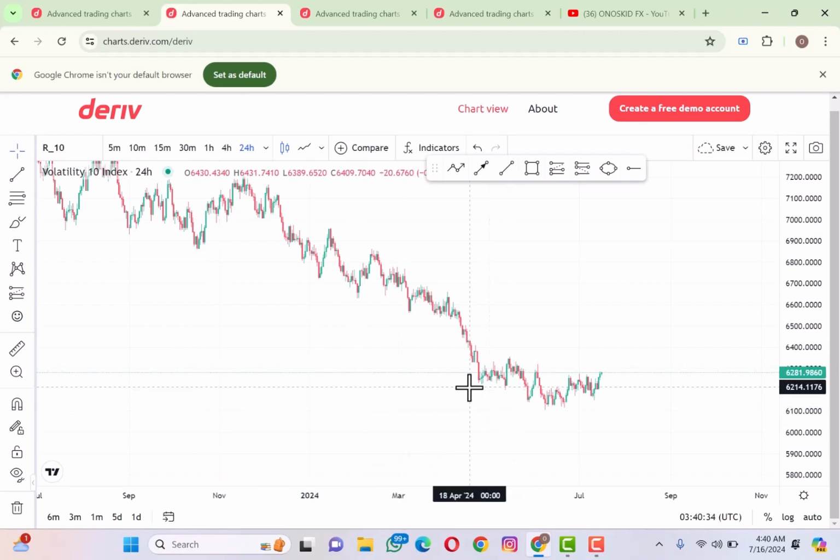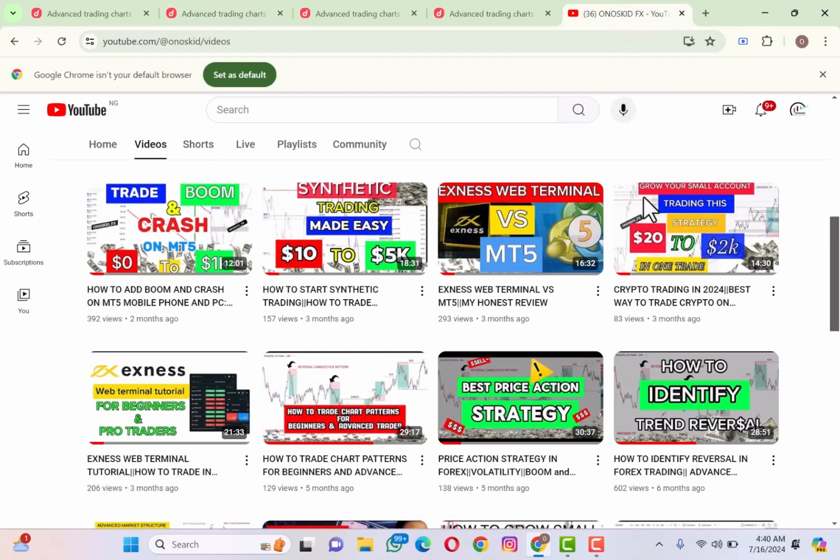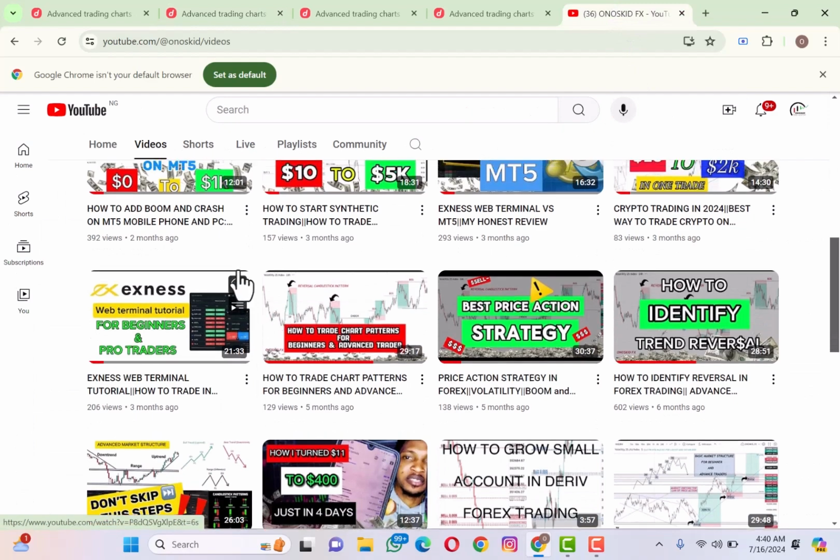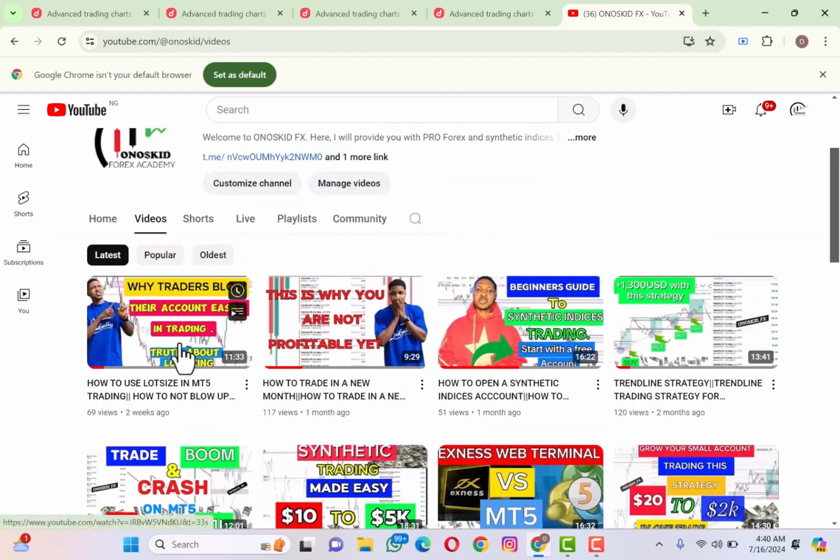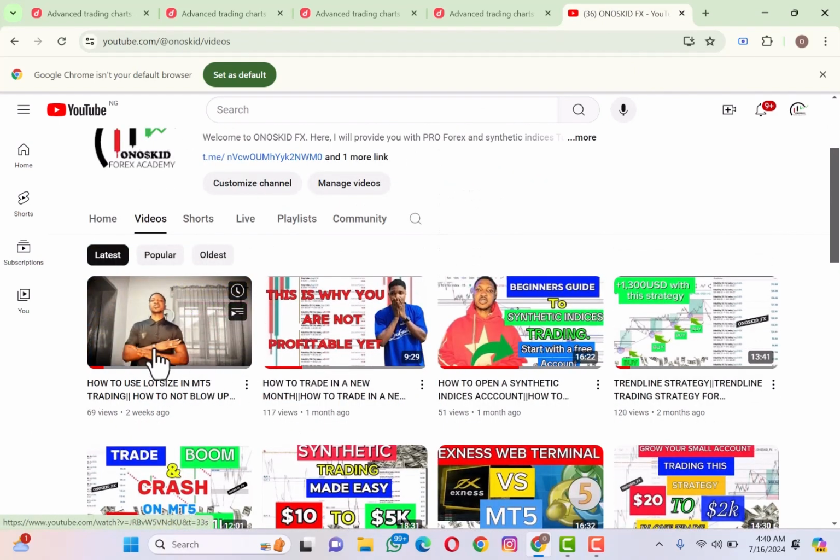So I've said the first one is because of the structure. The second one is because of the lot size. The lot size is quite good and easy. And before now, I've made a video on the type of lot size that you should use if you're still having problems with how to use lot sizing in trading. This is the video that you should watch so that you will stop blowing your account and all.